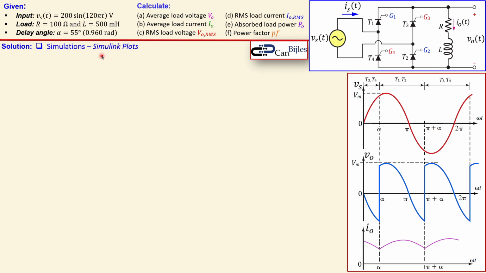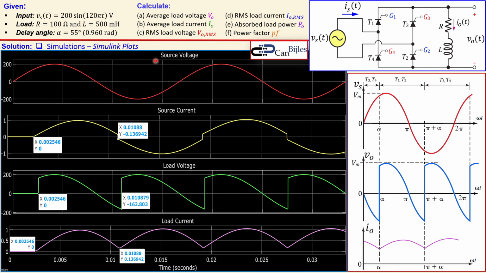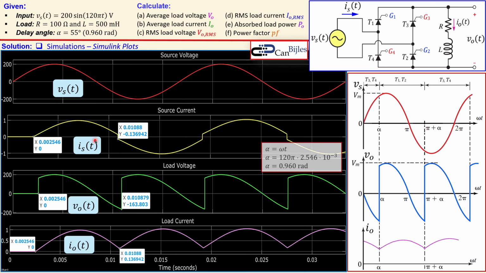Now, one of the important plots here is the plot for the source voltage, source current, load voltage, and the load current. The red one, the yellow one, the green, and the pink color here. What you see here is what you recognize here. Let's start first with the load voltage and the load current. This first label is where you see the value of alpha.